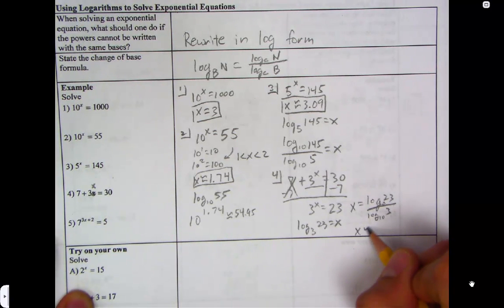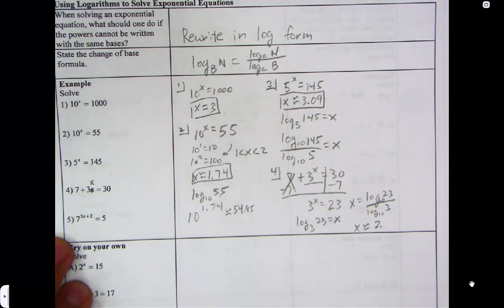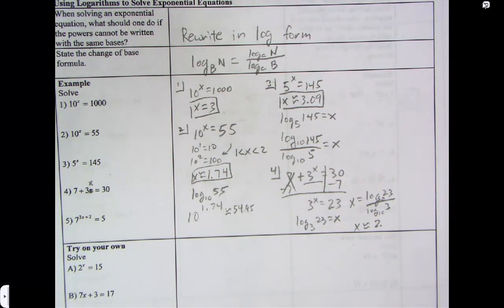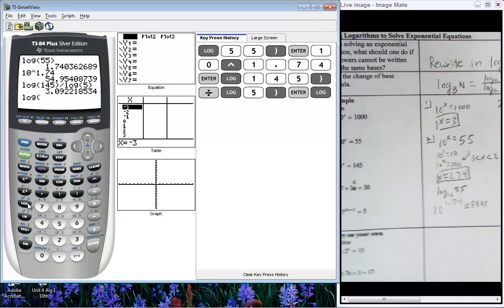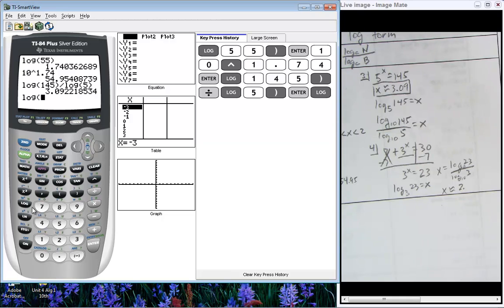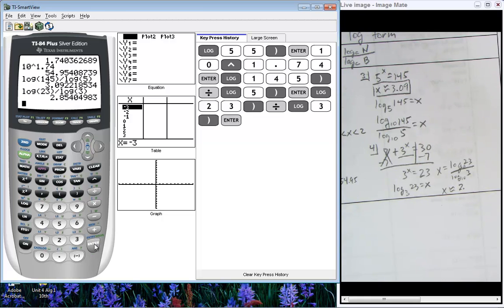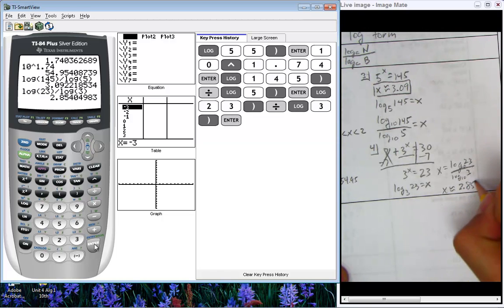So I'm going to get that in my calculator. It should be between 2 and 3. So 2 point something closer to 3. I get my calculator here. So I got log of 23 divided by log of 3. Enter. 2.85, and that makes sense because 23 is closer to 27.